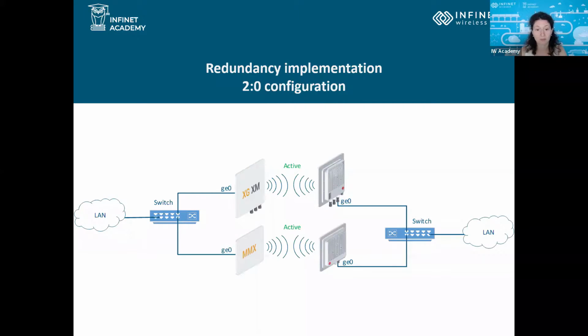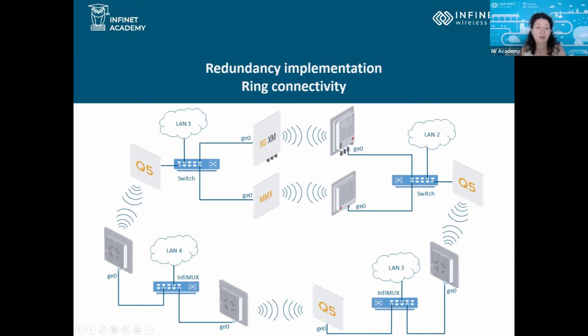at the same time. Now let's review a more complex scenario by adding the ring redundancy configuration. Let's imagine you have an enterprise that has 4 main locations or buildings.